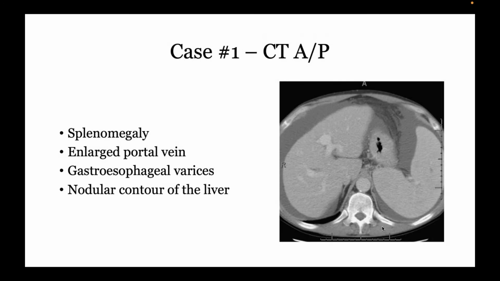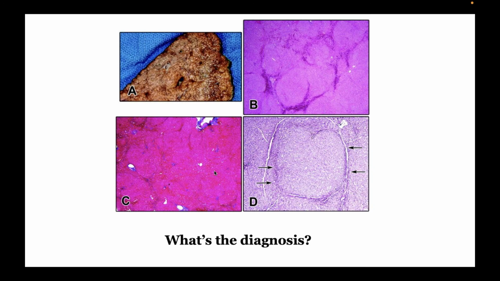So obviously you do right upper quadrant imaging, which showed some ascites, and they end up doing a CT abdomen pelvis, which shows splenomegaly, an enlarged portal vein, and gastroesophageal varices, as well as a nodular contour of the liver. The patient also got an endoscopy that confirmed the presence of small to moderate varices.